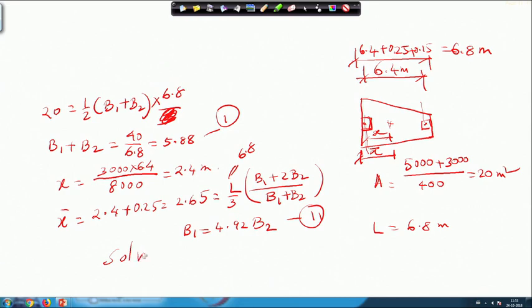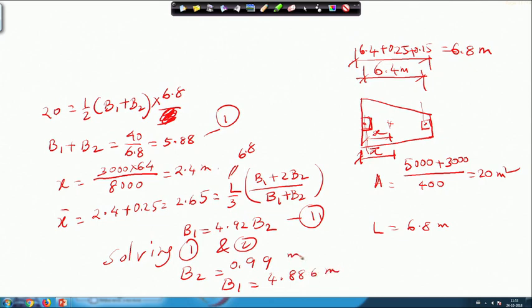solving 1 and 2, we will get B2 equal to 0.99 and B1 equal to 4.886.